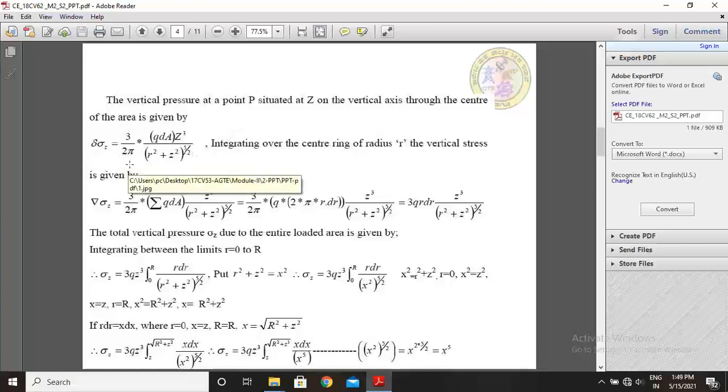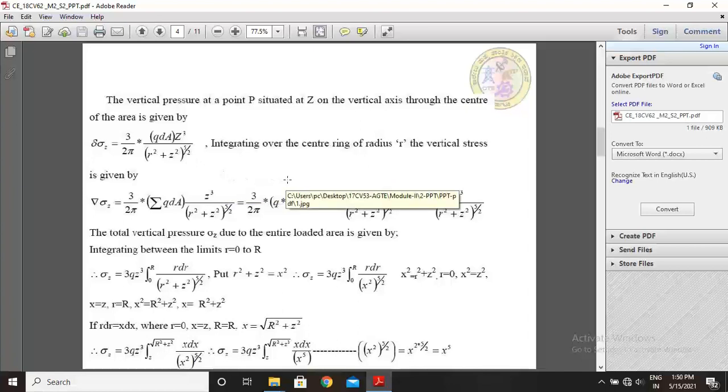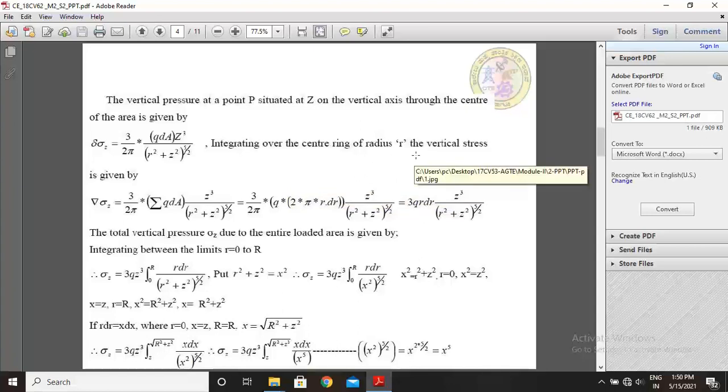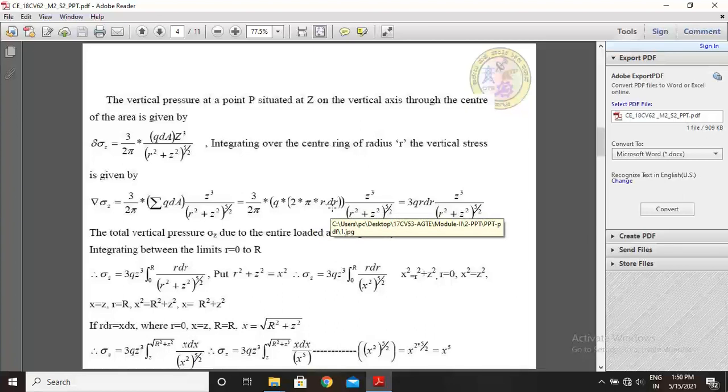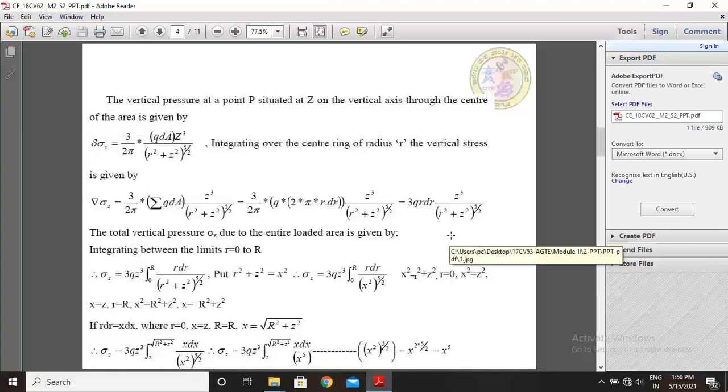del sigma z equal to 3 by 2 pi into q dA times z cube by (r square plus z square) to the power of 5 by 2. So for this equation, integrating over the ring of radius r, the vertical stress is given by del sigma z equal to 3 by 2 pi into summation of q dA into z cube by (r square plus z square) to the power of 5 by 2, and after simplification, 3 by 2 pi into q times 2 pi r dr into z cube by (r square plus z square) to the power of 5 by 2. So while deriving based on the integration, 3 q r dr into z cube by (r square plus z square) to the power of 5 by 2.